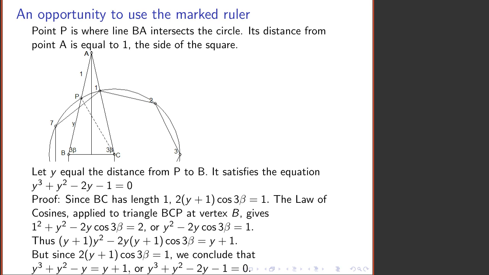Now let me extend this construction a little bit further. I will consider the point P where the line AB meets the circle, and I will call the distance from P to B y, while the distance from P to A is going to be equal to 1. This distance is equal to the side of the square.